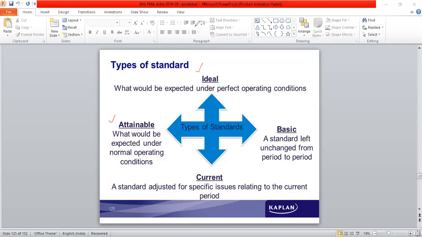So, under normal operating conditions, we see that so many disturbances happen in terms of material, which may not be available, labor may not be present, machine breakdown can be there, demand may fluctuate, things like that. So, attainable standards.